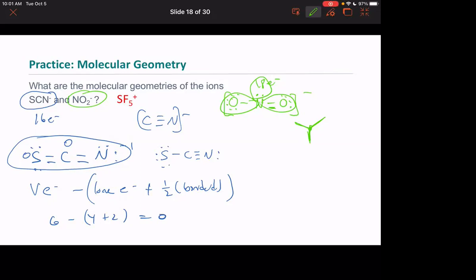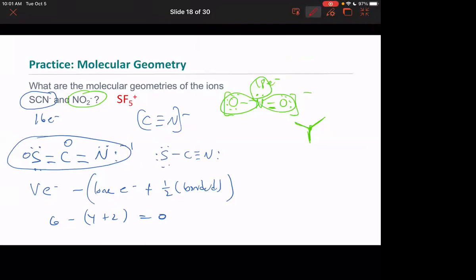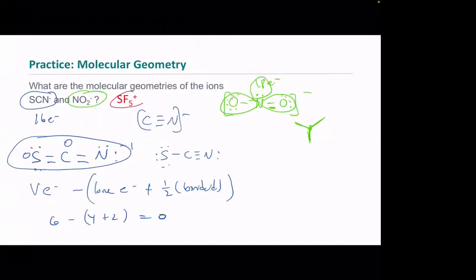SF5 plus. Electrons. 40, right? That's 7 times 5 is 35, plus 6 is 41, but then take away 1 because you've got a cation. 40 electrons. What's the central atom? Really? You sure?